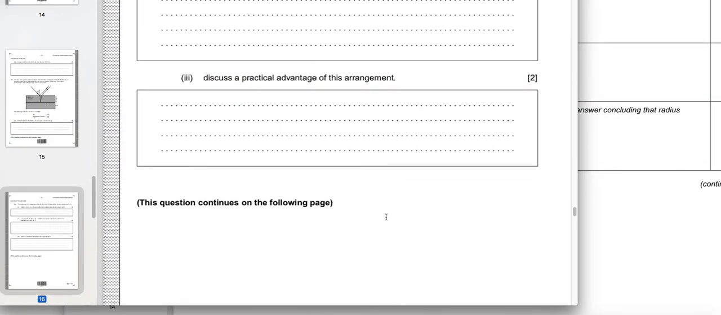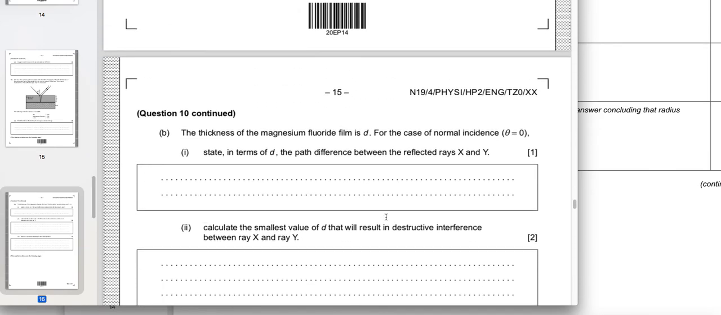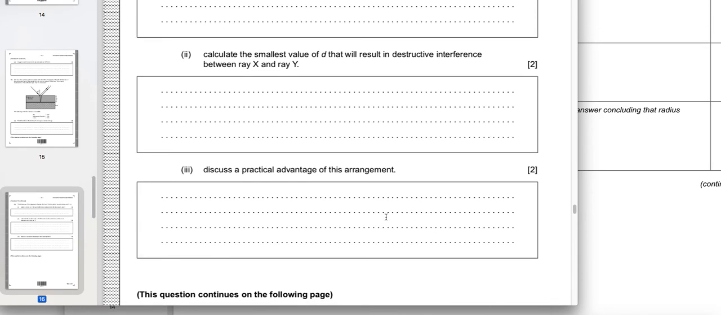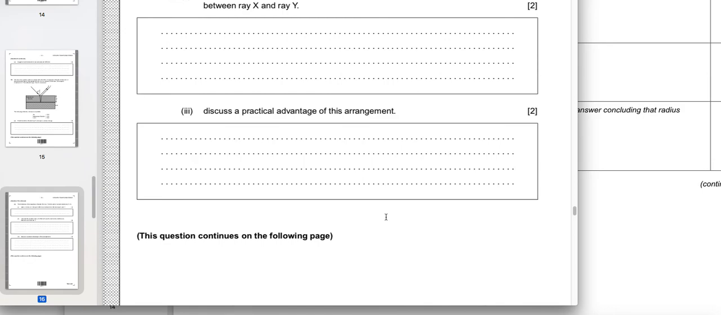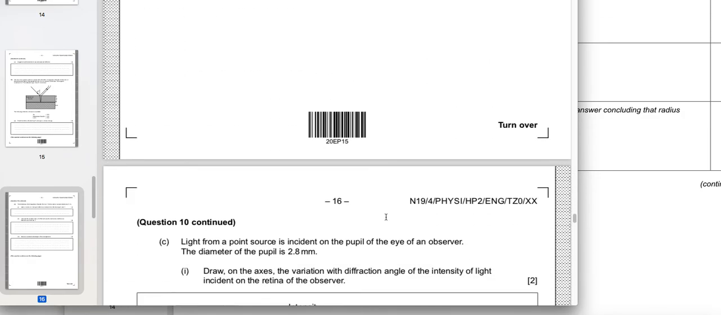Okay, discuss the practical advantage of this arrangement. The practical advantage of this arrangement is the fact that we can reduce the glare, we can reduce the reflected ray of the lens. So finally we can reduce the glare which occurs when light illuminates the surface.